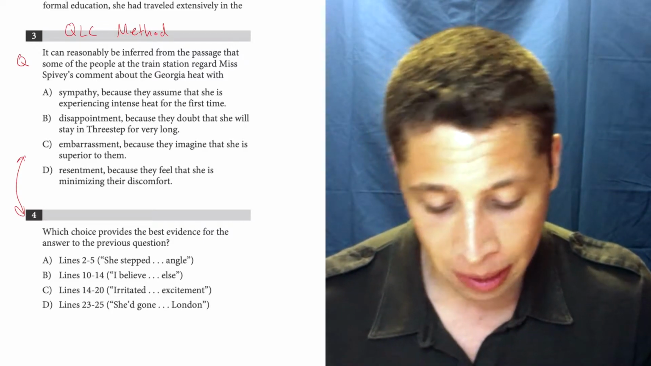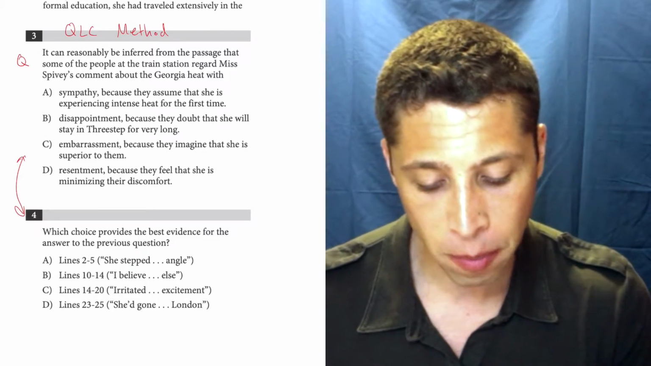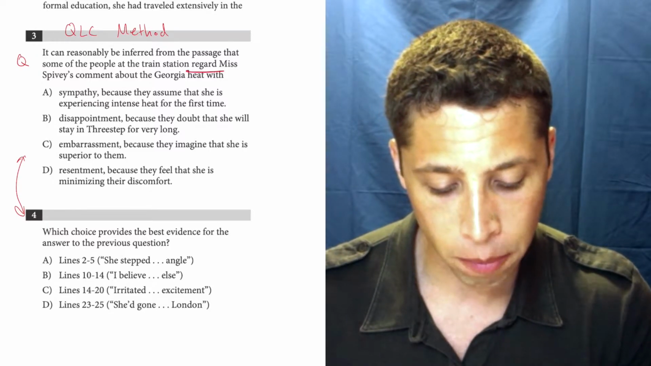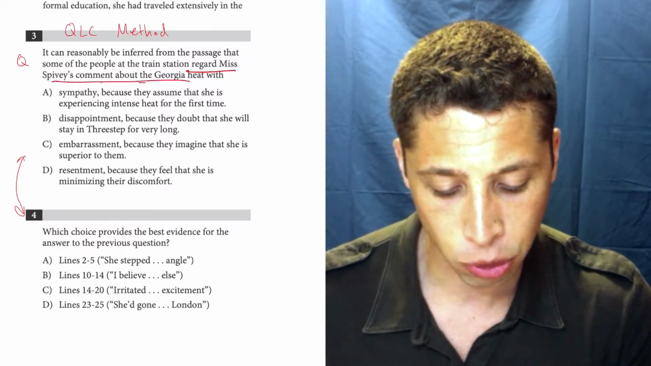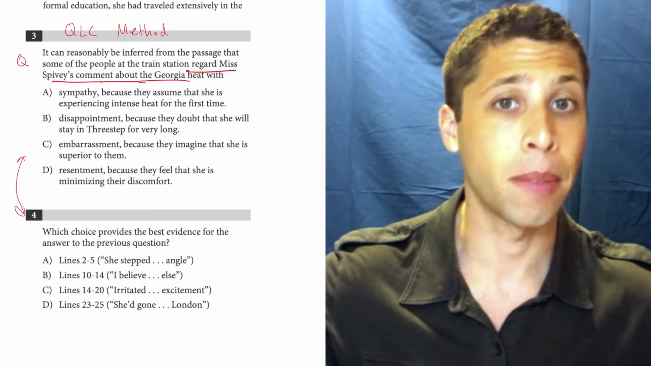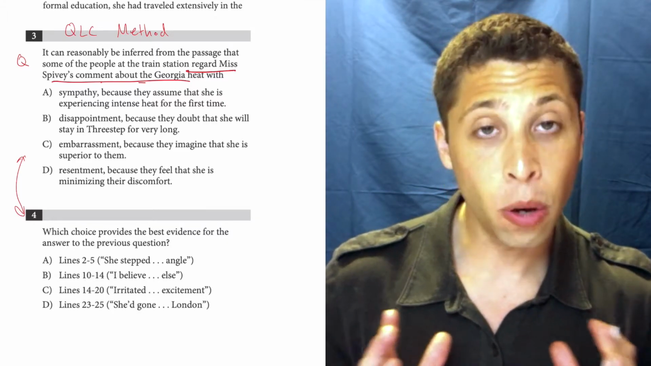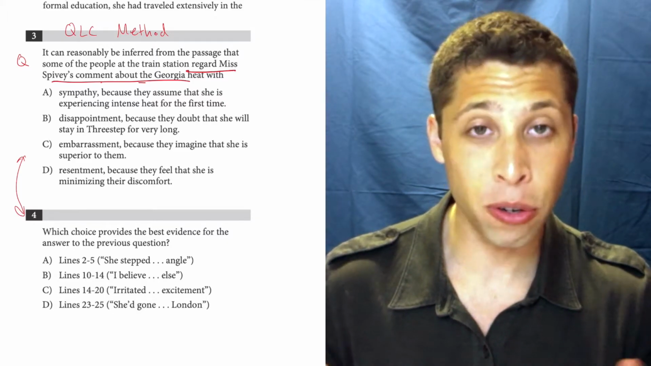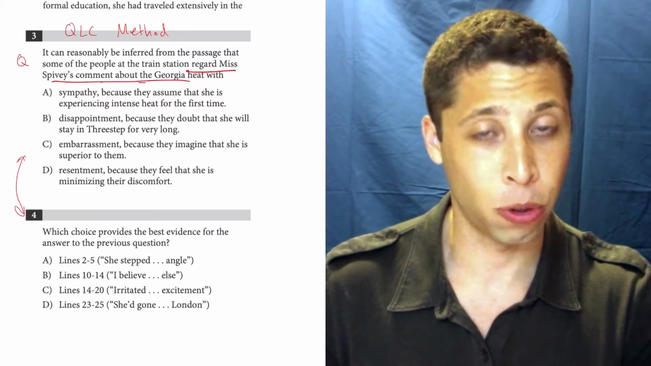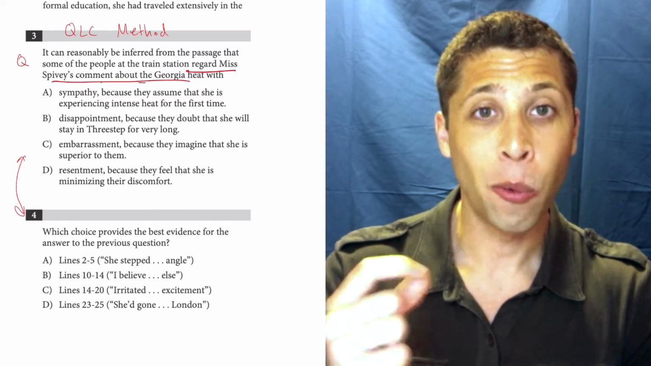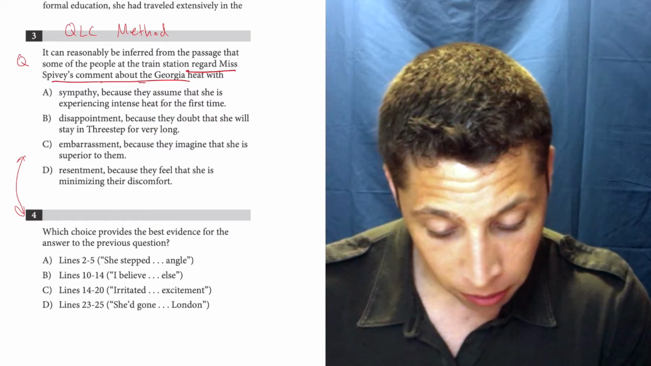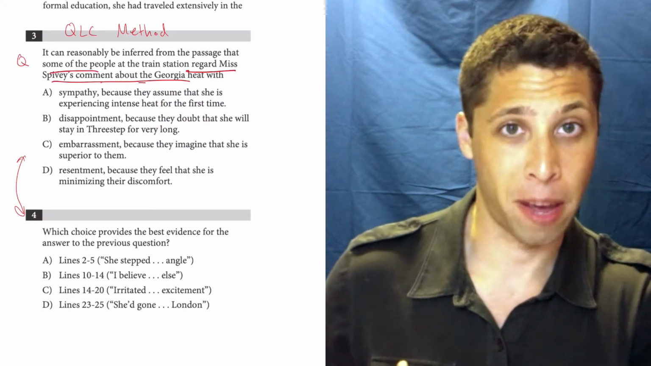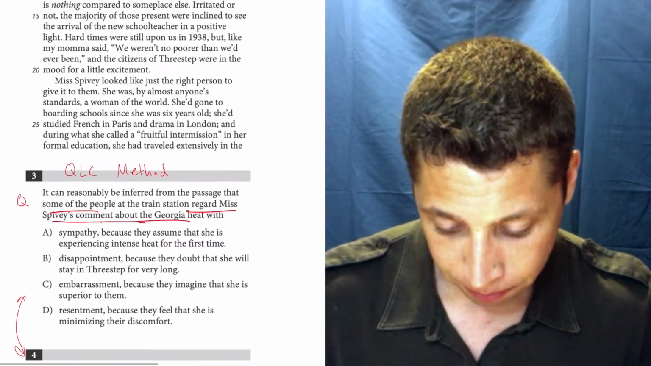It can reasonably be inferred from the passage that some of the people at the train station regard Miss Spivey's comment about the Georgia heat with something. Okay. So let's read these and see if any of them have to do with the comment about the Georgia heat. And specifically, what do other people think about those comments? So let's look at lines 2 to 5.